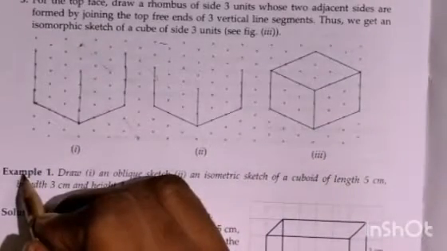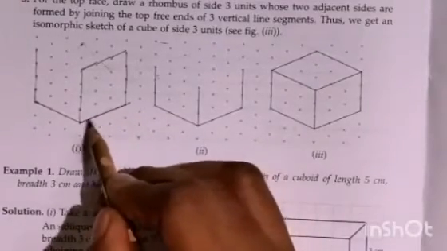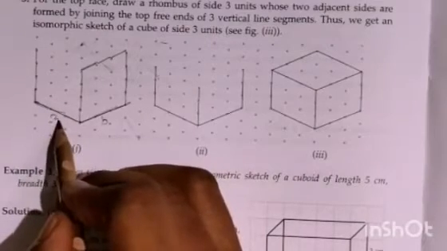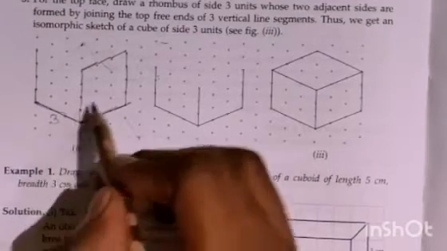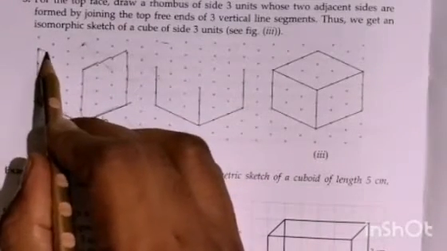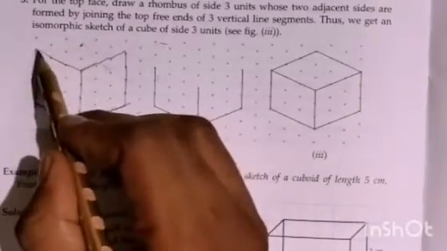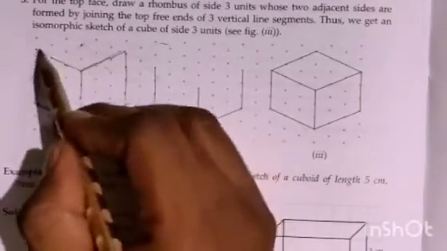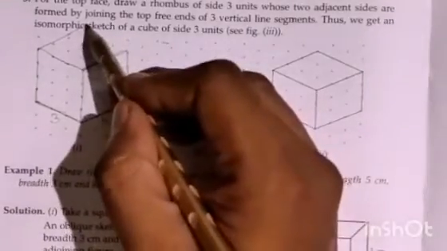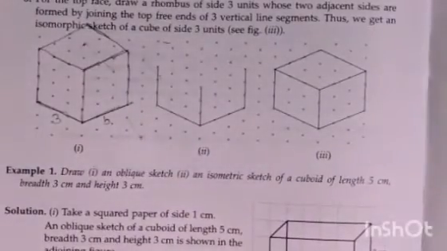After that, what has to be done? Here we can see 1, 2, 3; this will be the breadth of the cuboid. 1, 2, 3; this will be the length of the cuboid. 4 units. 1, 2, 3. And similarly, we are going to draw a line parallel to this line. 1, 2, 3. And finally we are going to join the corresponding corners, and this is how your cuboid is formed.